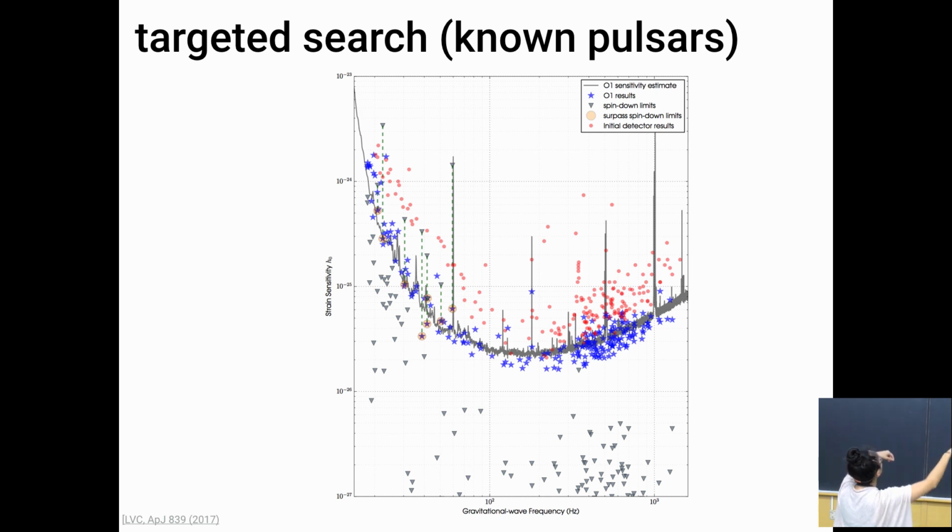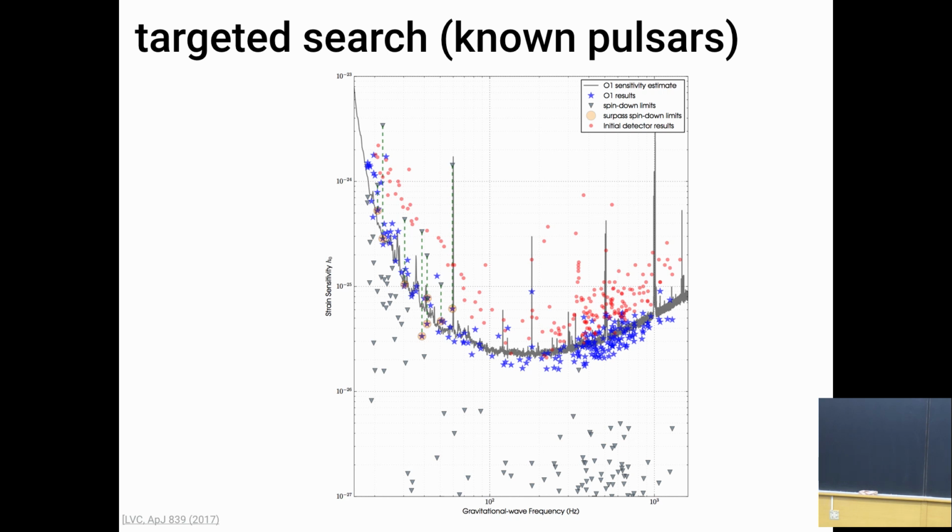So each of these triangles indicates the spin down limit for that pulsar. The red circles, the little circles, are the results from the initial detector. The blue stars are the new results, so these are the new upper limits on the strains. The most interesting ones are these young pulsars over here, where you see the blue stars surrounded by an extra circle. That means that for that young pulsar, we've actually surpassed the spin down limit, and that means we've started to say interesting things.